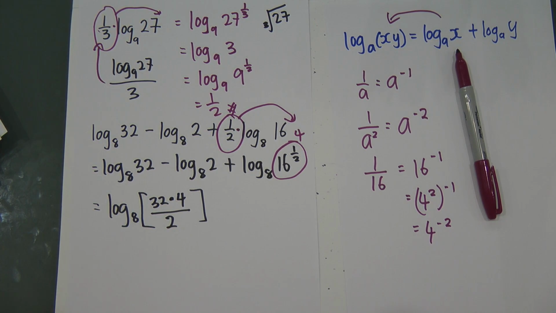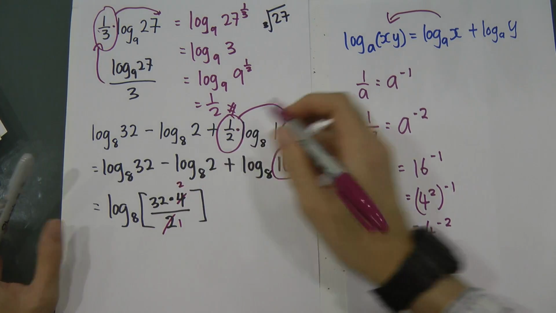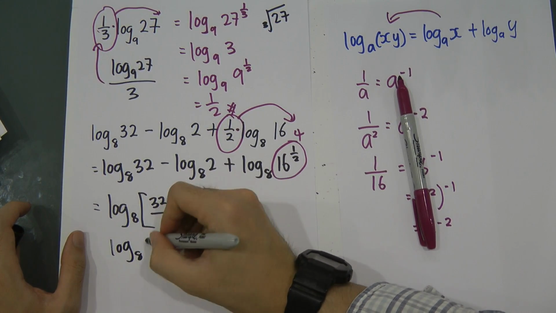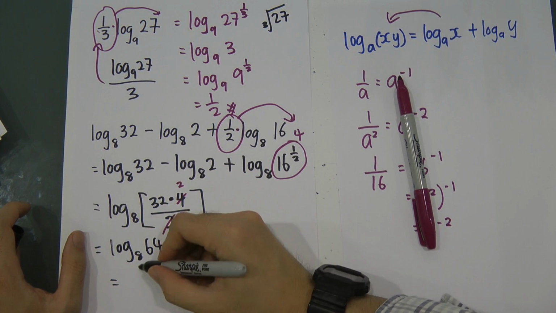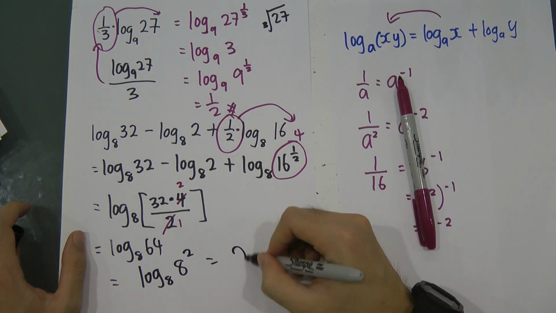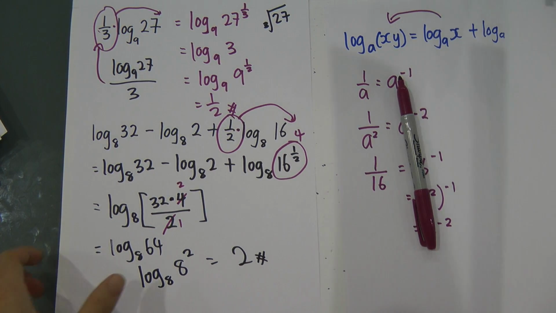Okay, then of course we can simplify 2 and 4, so you get 64. So log 8 64, obviously we know 64 is equal to 8 square. So x square, so answer will be 2. Alright, okay, last 2 questions before I end this video.